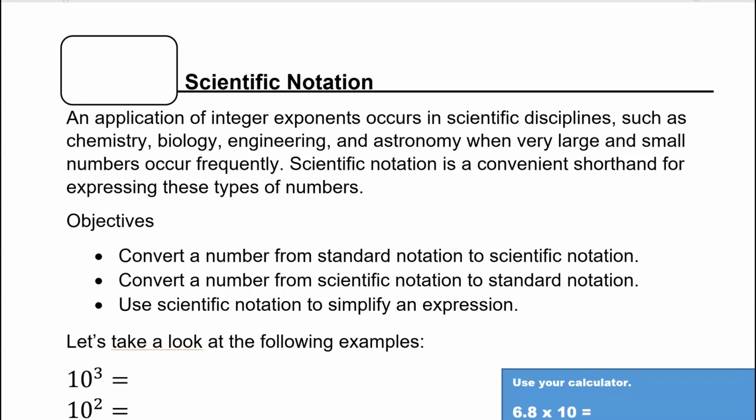Section 4.3 is titled Scientific Notation. An application of integer exponents occurs in scientific disciplines such as chemistry, biology, engineering, and astronomy when very large and small numbers occur frequently. Scientific notation is a convenient shorthand for expressing these types of numbers. So, let's go ahead and take a look at some examples.